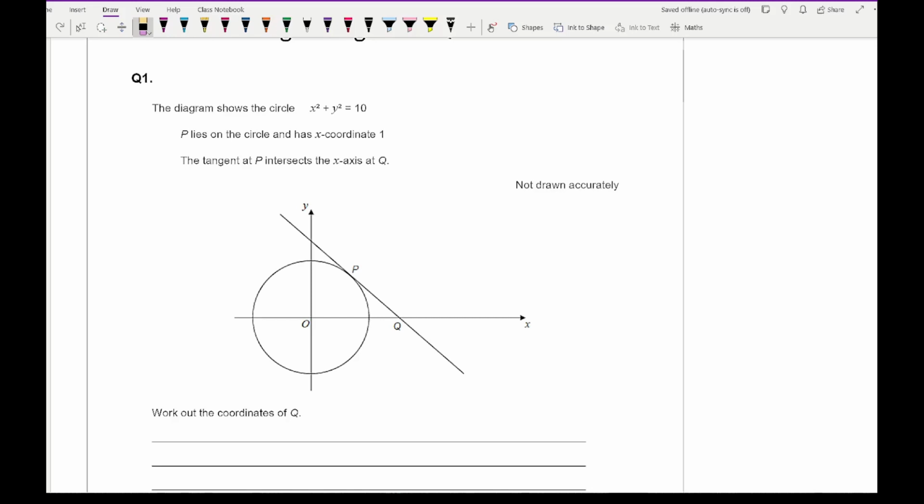of Q. Now in order to work out the coordinates of Q, we need to work out the equation of PQ first. And in order to do that, we need to work out the gradient of PQ and a coordinate, which in this case is going to be P, because Q is the actual answer that we're needing. So in terms of the steps to work this question out, what I need to do is I need to work out P.